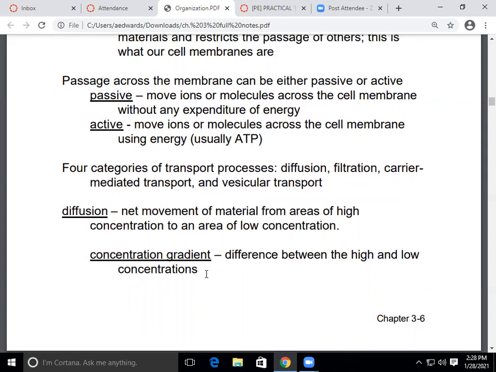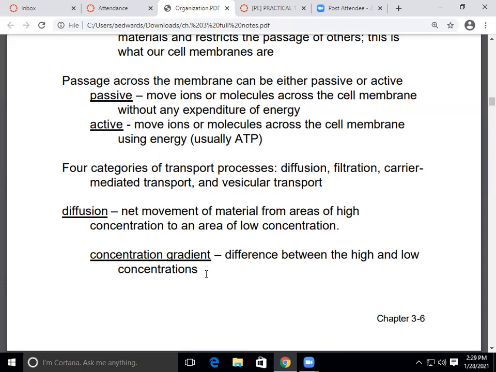Now, movement across that membrane can be active or it can be passive. If it's passive, no energy is required to get those molecules across. If it requires energy, typically in the form of ATP, to move the molecules across the cell membrane, then it's active. Now, there are some categories for membrane transport. We have diffusion, filtration, carrier-mediated transport, and vesicular transport, okay?